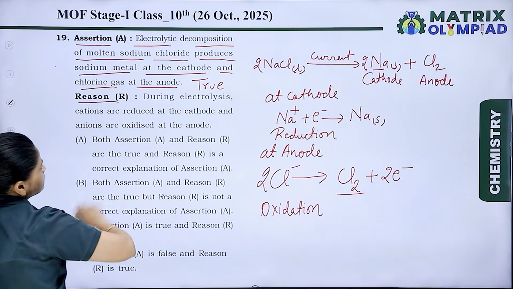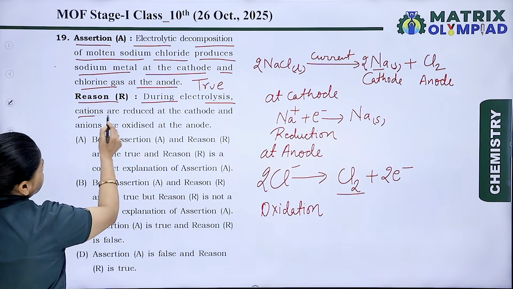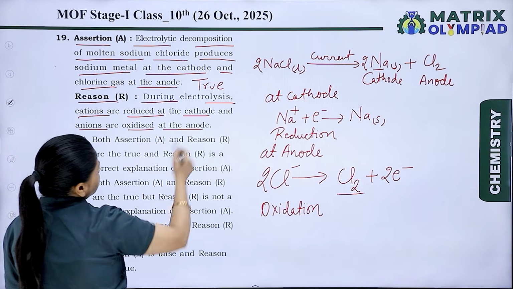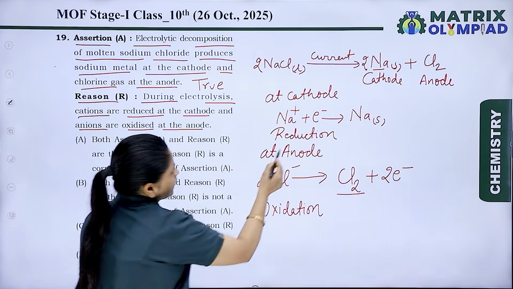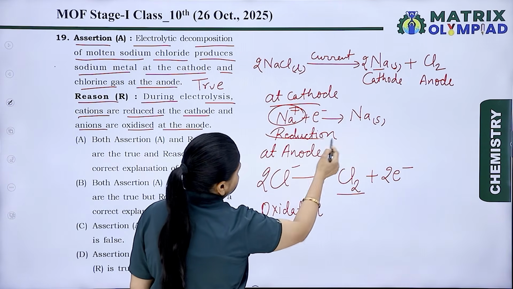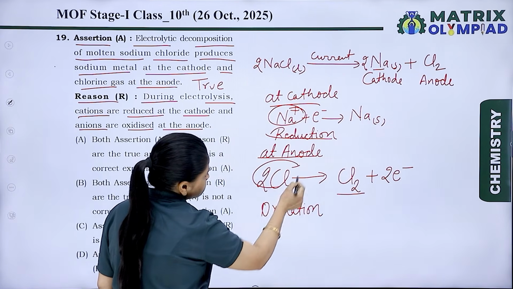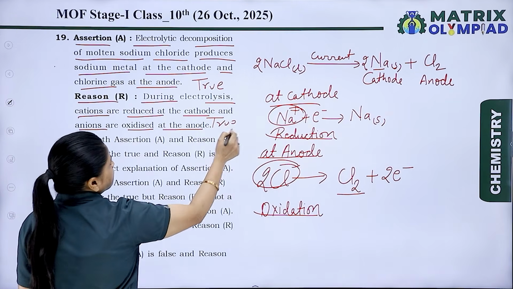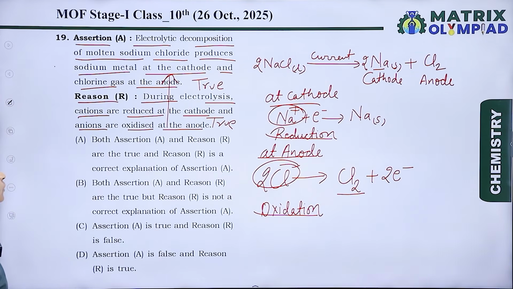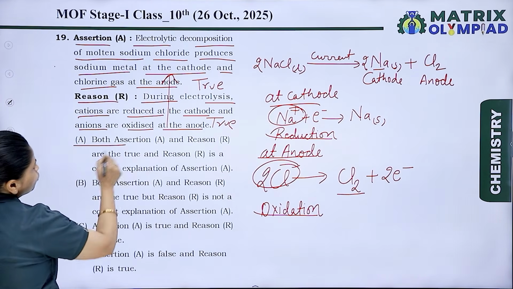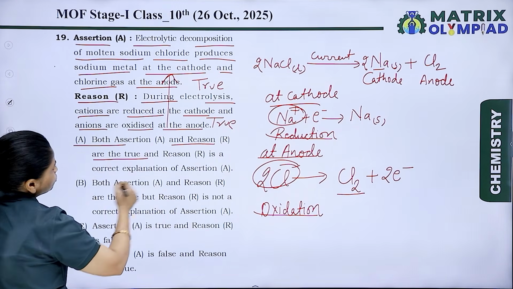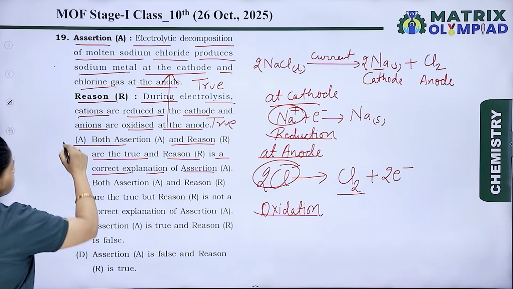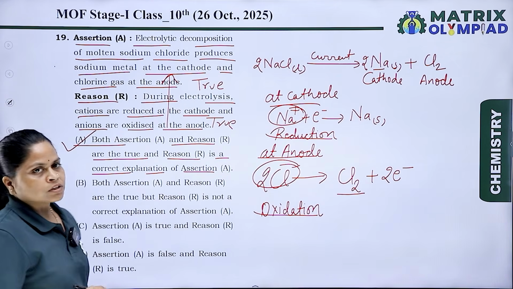Now the reason is, during electrolysis cations are reduced at cathode and anions are oxidized at anode. Let's see. At cathode cations are reduced, at anode anions are oxidized. So the reason is also true and correctly explains the assertion. Option A, both assertion and reason are true and reason is the correct explanation of assertion. This is the correct option for the question.